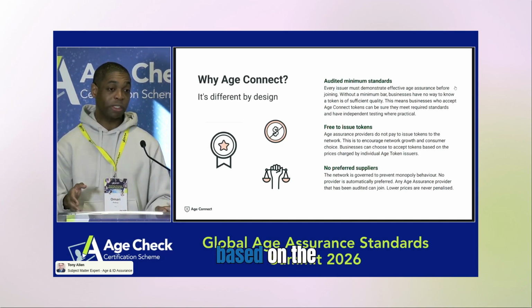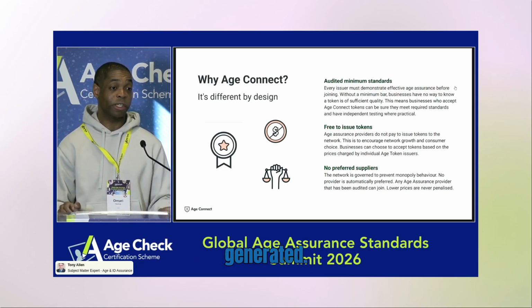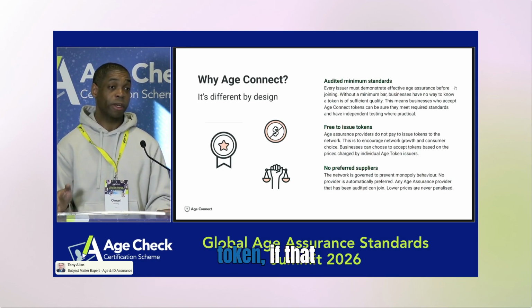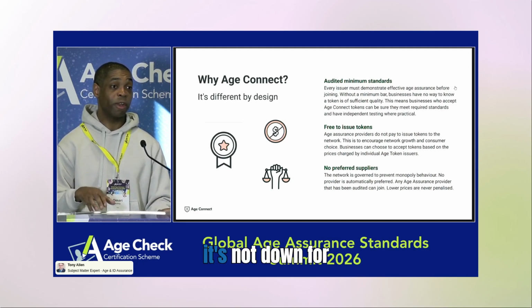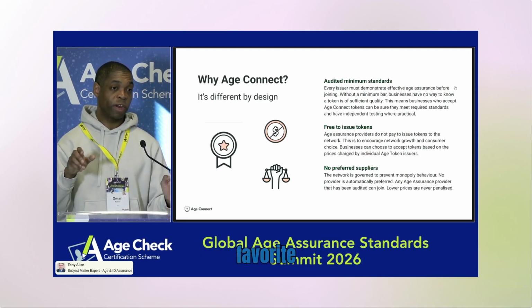So it could be based on the price, it could be based on how that token was generated, it could be based on when that token was generated. It could potentially be based on who generated that token, if that particular platform or supplier had their own preferred supplier, but it's not down to the network to select who is the favorited supplier.